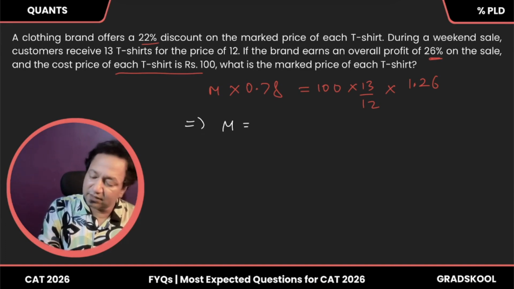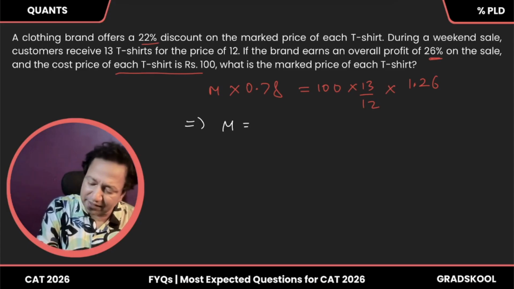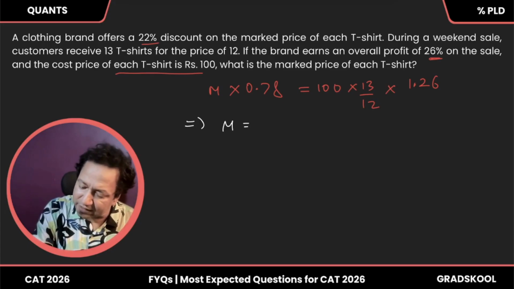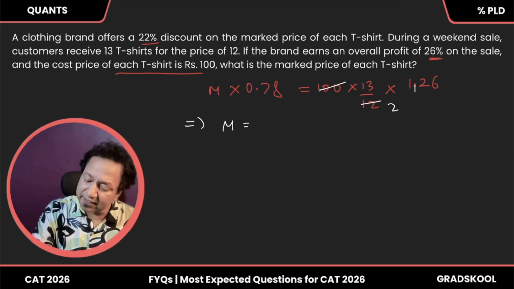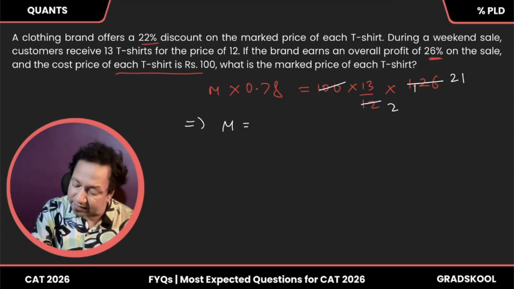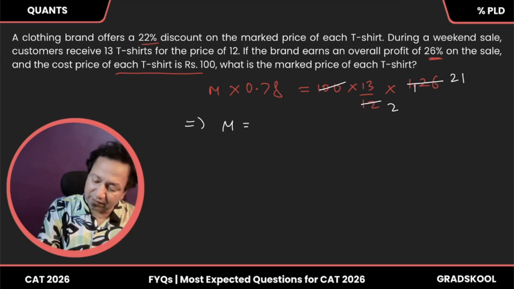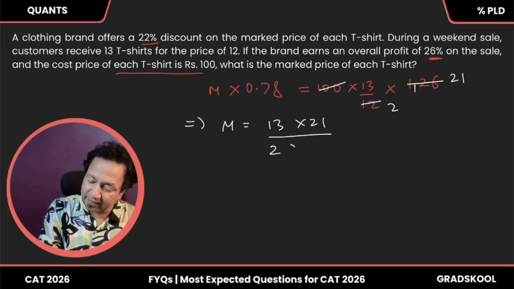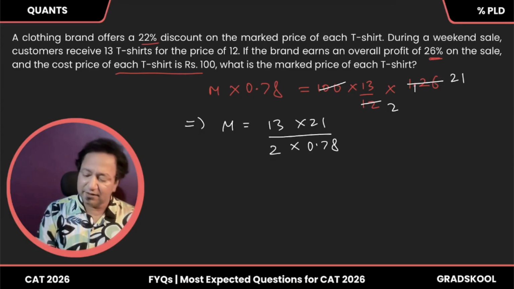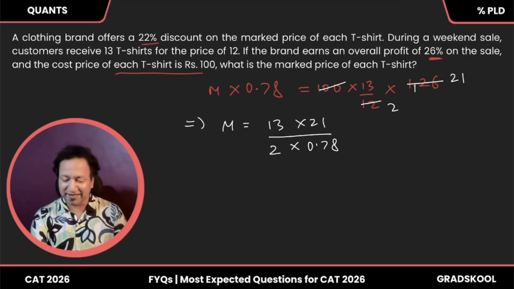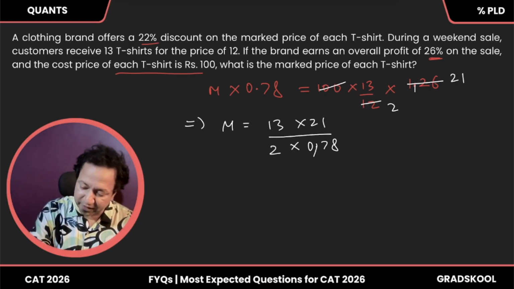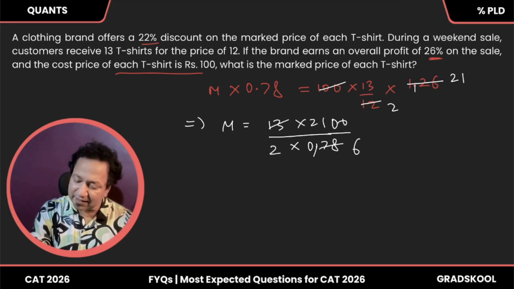So M is equal to, can I cancel anything over here? 12, 1.26. The point and 100 get cancelled out. Wow, I'm so relieved. 6 twos are 12, 6 twos are 12, 6 ones are 21, is what I get. So now I have 13 multiplied by 21 whole upon 2 multiplied by 0.78. 78 is basically 13 multiplied by 6, right? So I'll remove this point and put two zeros in the numerator. 13 sixes are 78, and that's all.